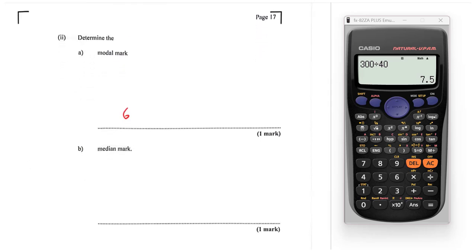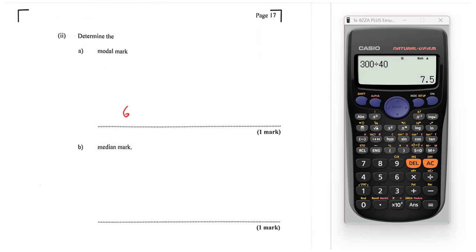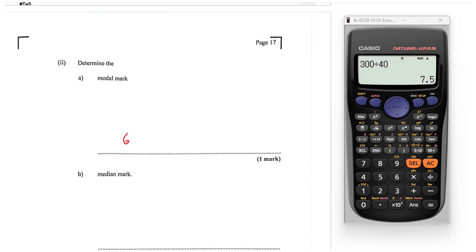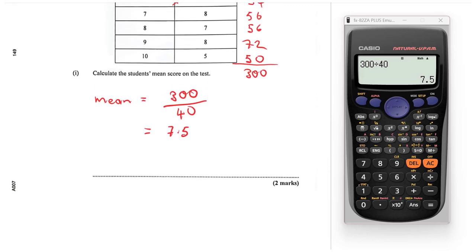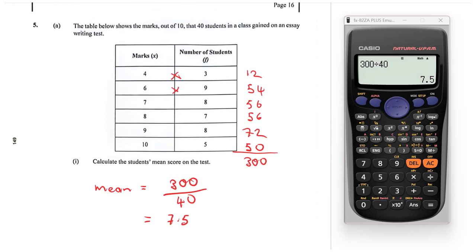What is the median mark? So in order to find the median mark, we are given 40 students. Let's go back up here. We are given 40 students. What we're going to do, we're going to say 40 plus 1 divided by 2. That gives us 41 over 2, which is 20.5. So the median mark is going to fall between the 20th and the 21st mark.